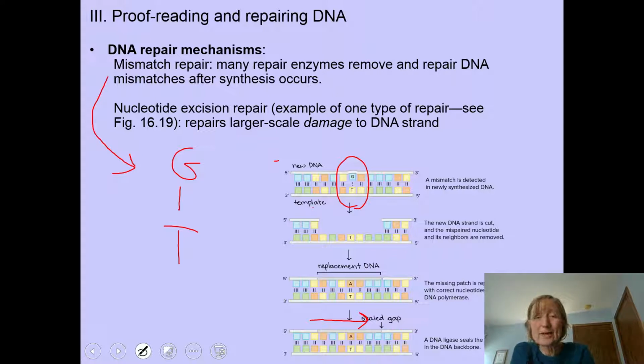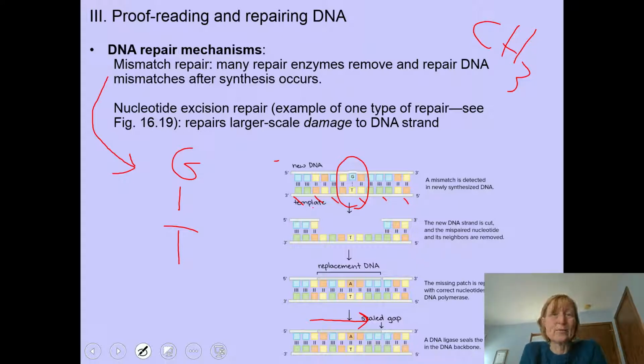Well, it turns out that after DNA is made, methyl groups are added. Methyl groups are like CH3. Methyl groups are added to DNA molecules. The template strand will have more methyl groups attached to it. We'll say that the template strand is more highly methylated than the new strand, and a DNA repair enzyme will see that and go, okay, now I know the new strand.